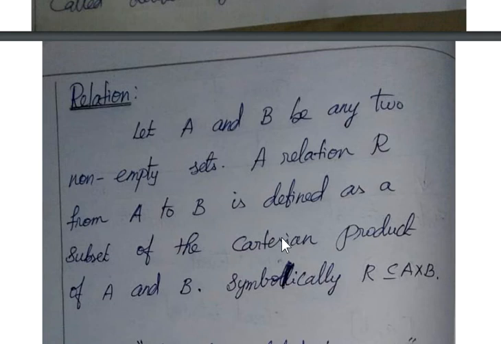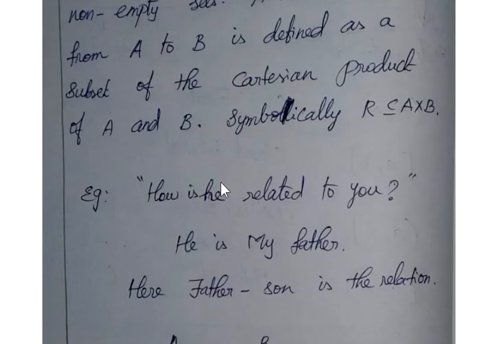Let A and B be any two non-empty sets. A relation R from A to B is defined as a subset of the Cartesian product. Symbolically, it is represented as R is a subset of or equal to the Cartesian product.